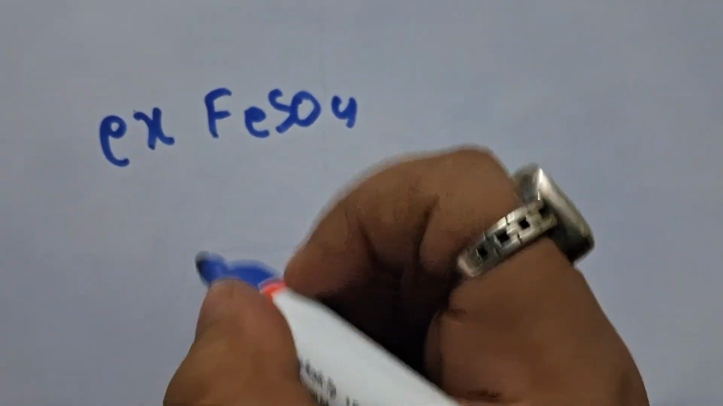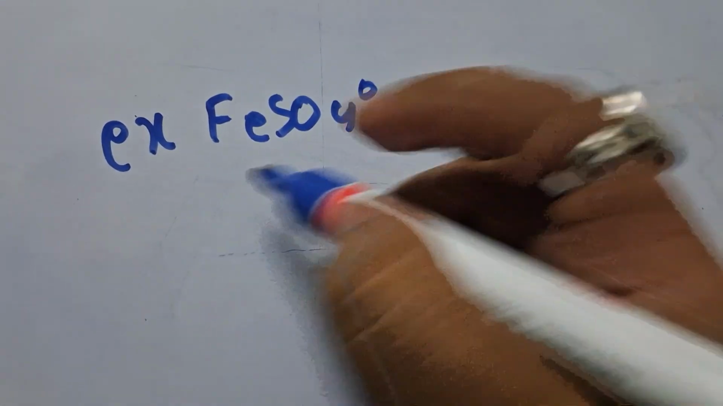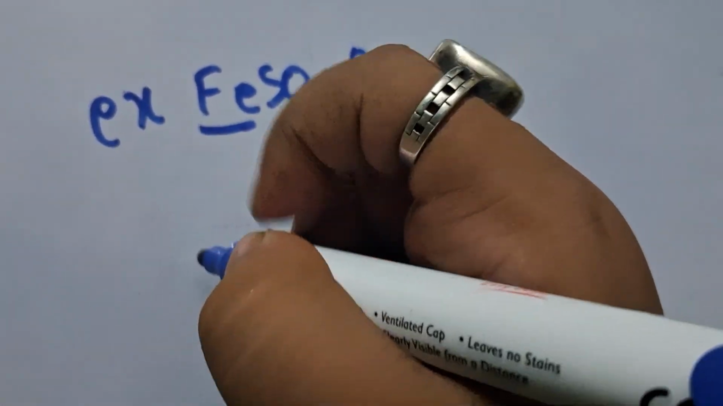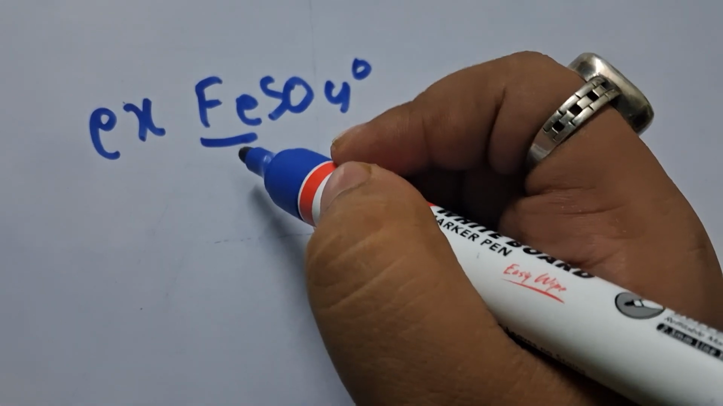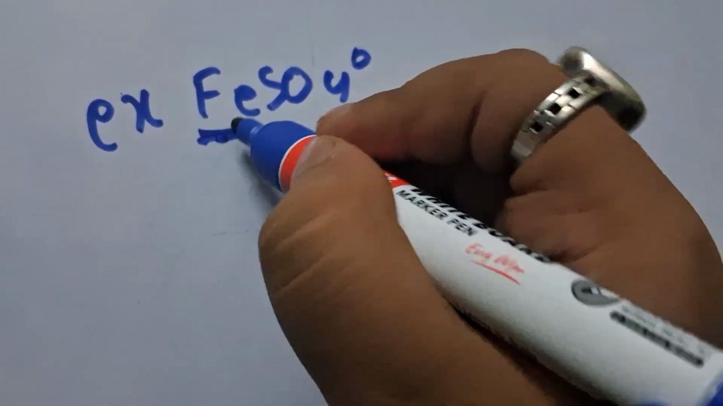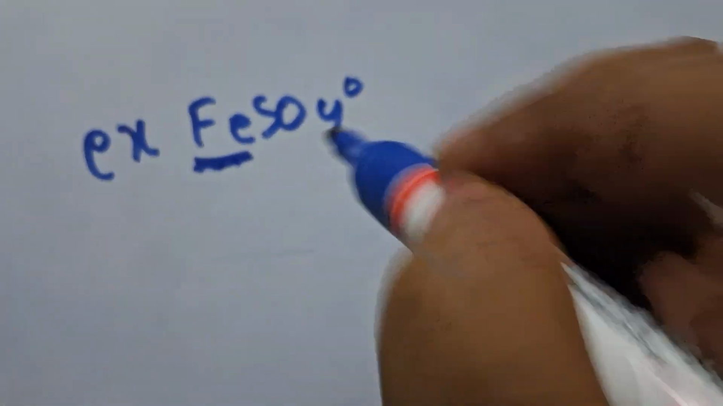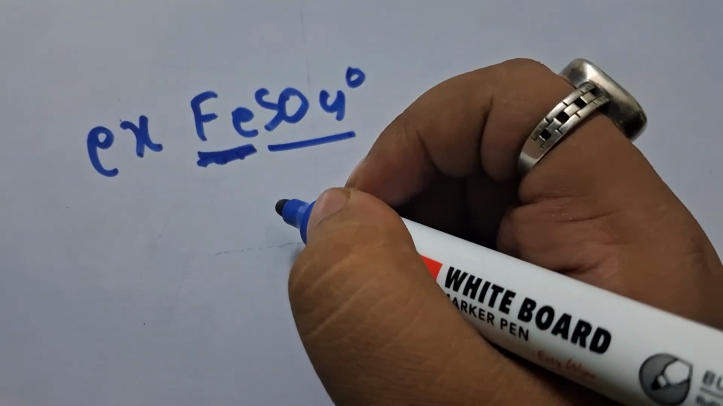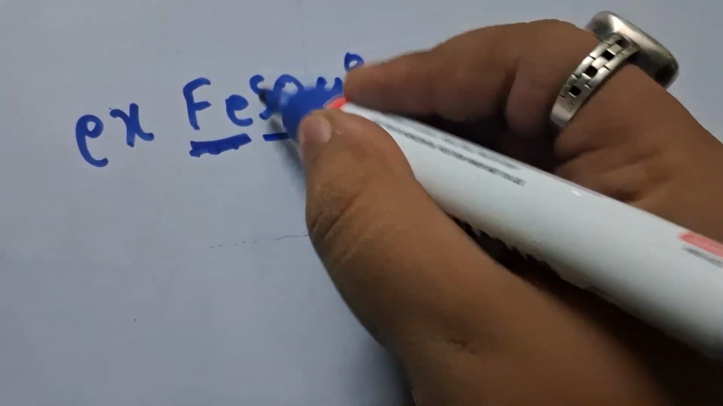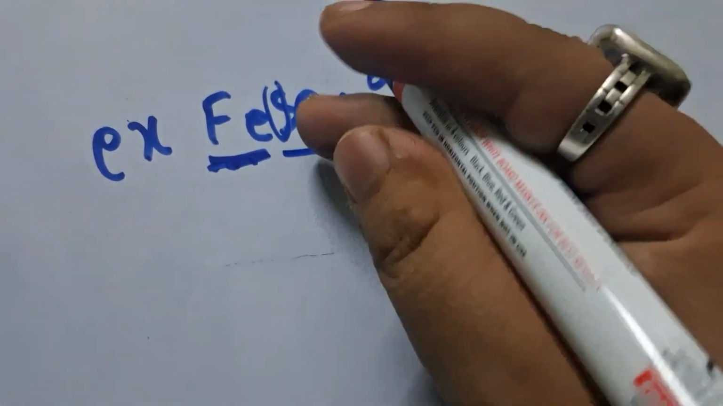FeSO4. This has a charge of 0. Fe is +2, but we don't know that yet. So let's figure out what the oxidation state of Fe will be. We know that SO4 is made up of a sulfur and 4 oxygen.